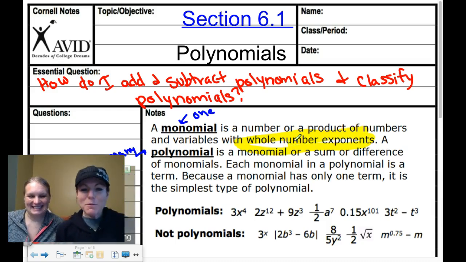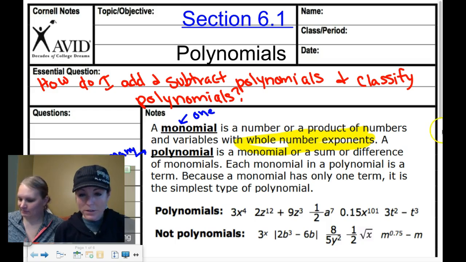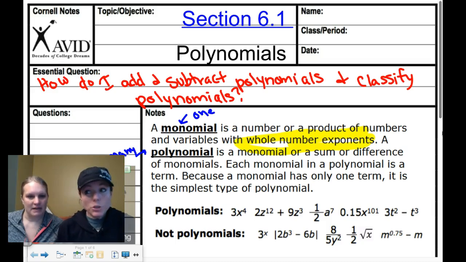Oh yeah. We're talking about now a polynomial. Well, a polynomial is a monomial, or a sum or difference of monomials. So what monomial means is one term. A polynomial is made up of could be just one or more than one term. That's really the only difference. So let's look at some examples.